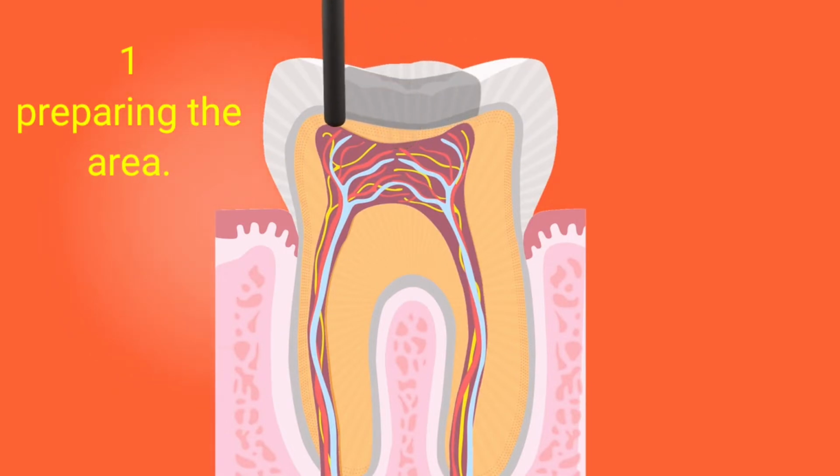Step number 1. Preparing the area. For this purpose, we use the handpiece and different types of burrs that we call the diamond burrs. First of all, we remove the outermost surface of the tooth that we call the enamel, the second one is called dentine, and the third one is called cementum. Then we are able to access the pulp.